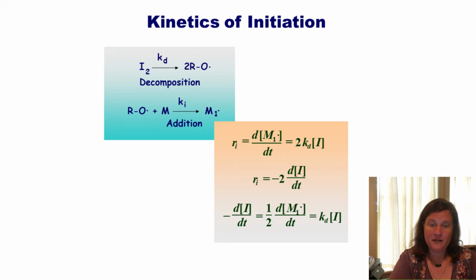Another way to think about it is how we can define that rate of initiation as the rate of decrease of the initiator shown in that second rate law. And you have that -2 because it is decreasing, so we get a positive rate. But that 2 is because you form 2 radicals for one initiator.